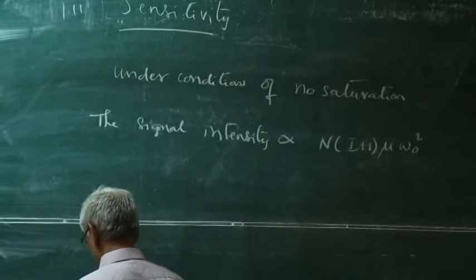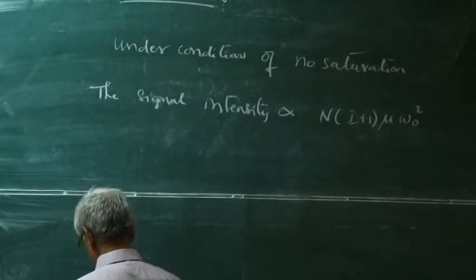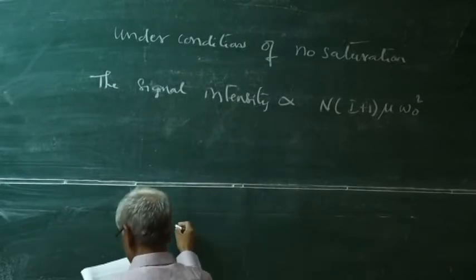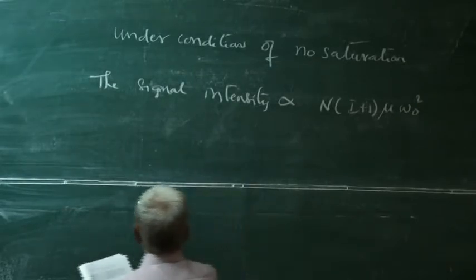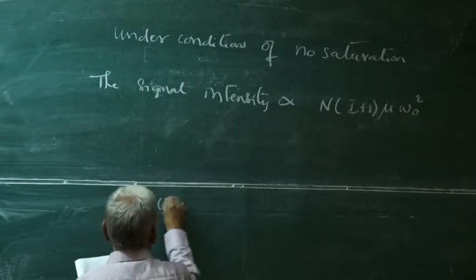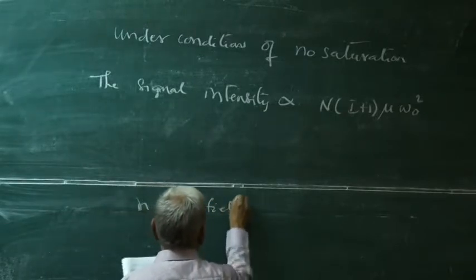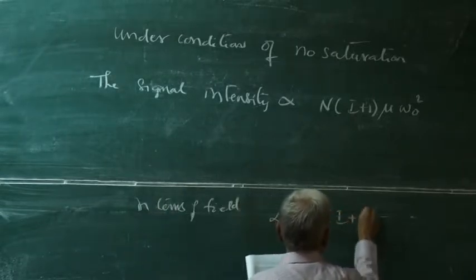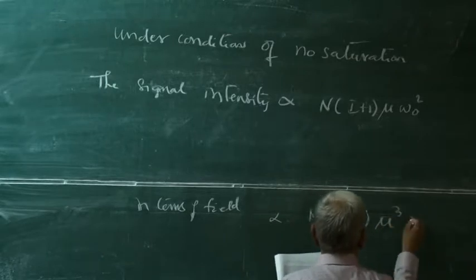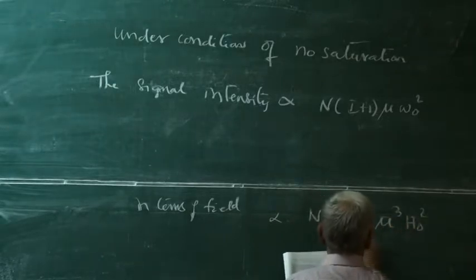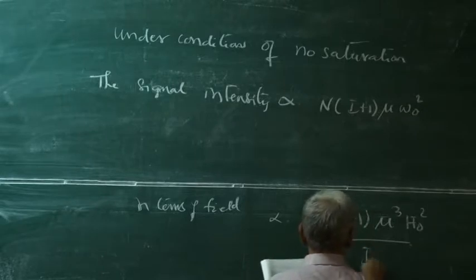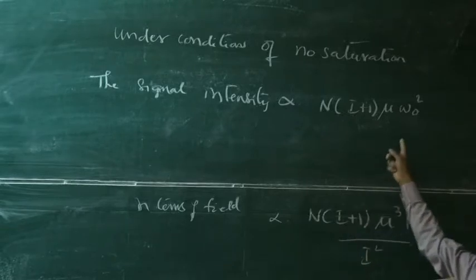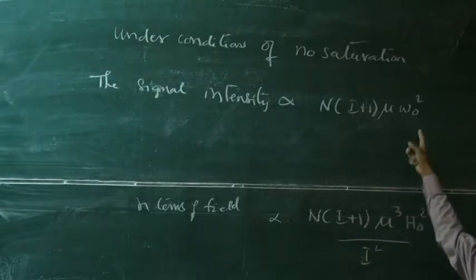And see, if I want to write in terms of the field, sensitivity is proportional to n I plus 1 mu cube, B naught squared divided by I squared. How do I get mu cube here? I have only mu there because I have taken it out from omega naught.